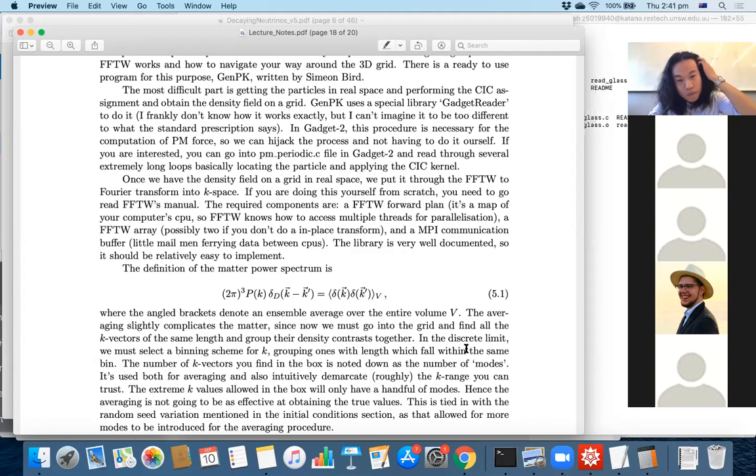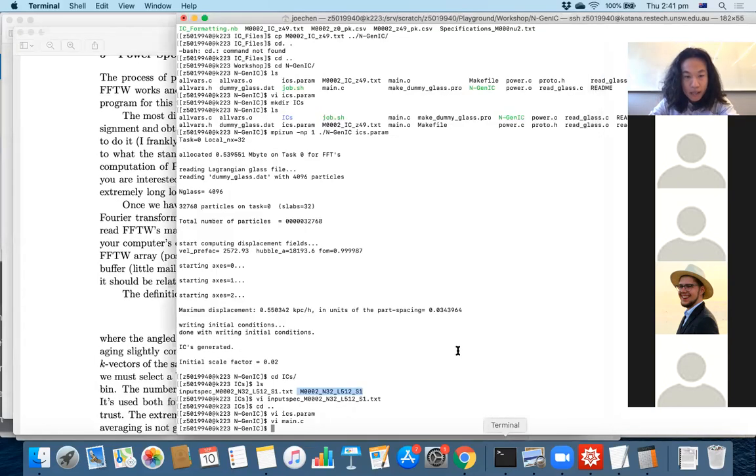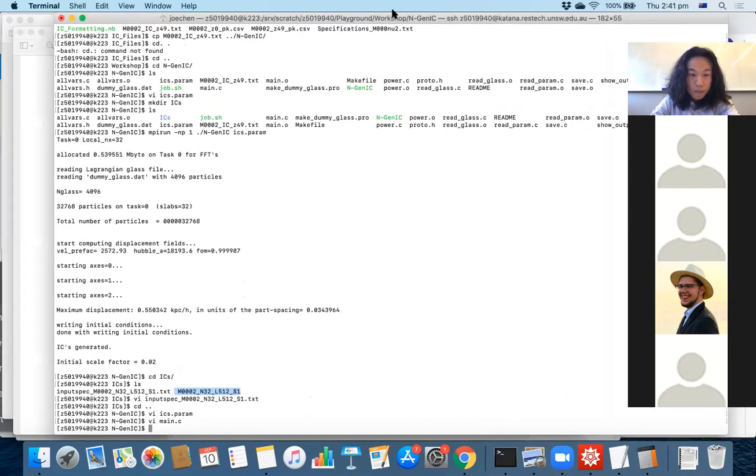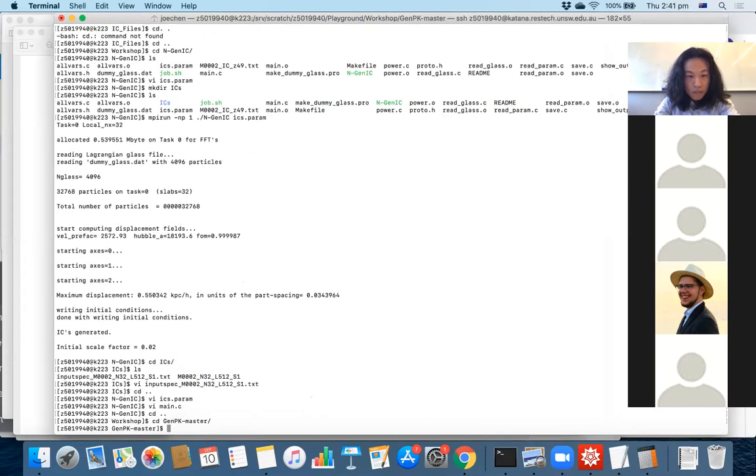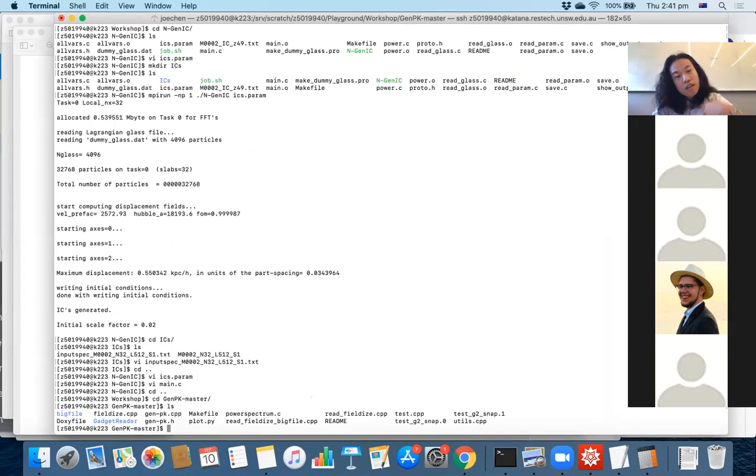So the program that I found that's really good for doing this is GenPK, which is written by Simeon Bird. So everything in this program works great and is pretty smart, except it gets the CRC convolution thing wrong, like I said before.